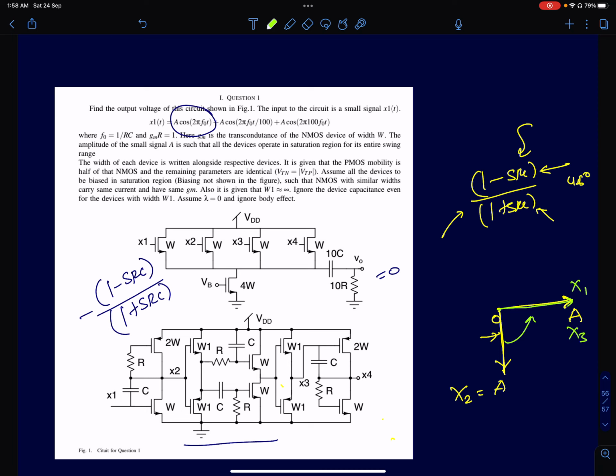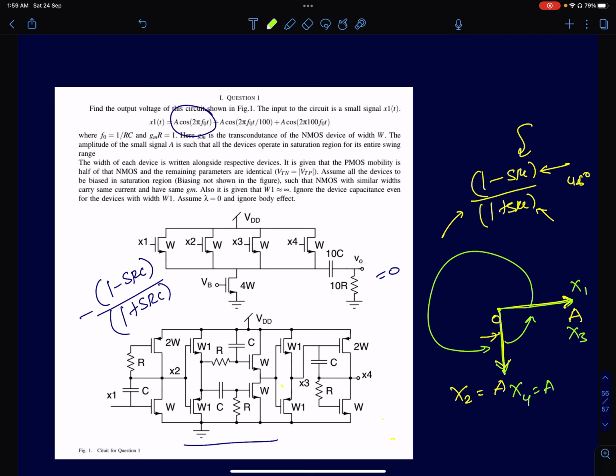Okay, both of them are in phase. Now X4, if you see, it's the same transfer function as the first circuit. So X4 to X3, the phase shift is minus 270. So you'll again rotate X3 here, and X4 will come here. So X2 and X4 will be adding up.